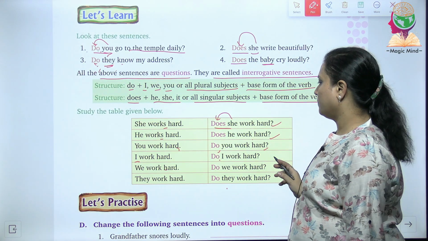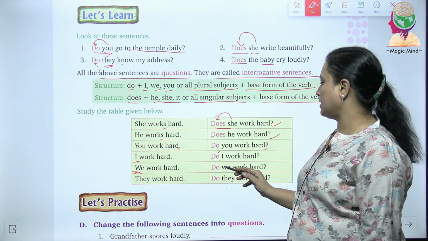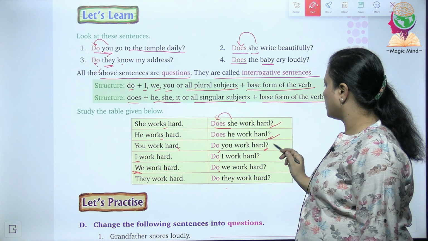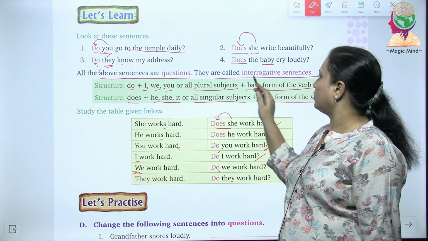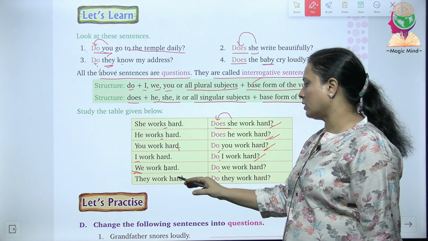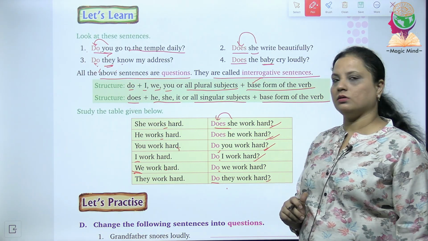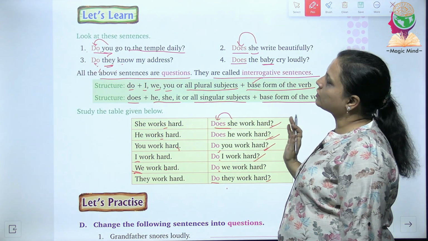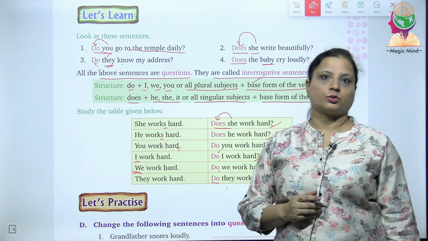Do I work hard? We work hard. Again we is what? It's plural. So we will write here do we work hard? Don't forget to put a question mark in the end. They work hard. We are changing all of them into what? Interrogative sentences. So we will put a question mark in the last. They work hard gets changed into do they work hard? And a question mark. So with this I hope the interrogative questions for simple present tense I have made clear to you. Let's now move to the practice questions.